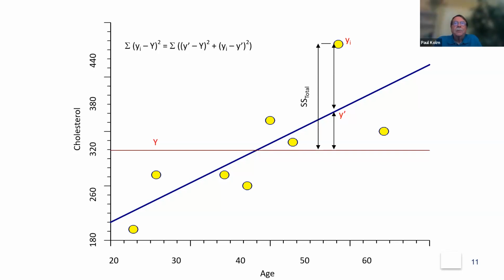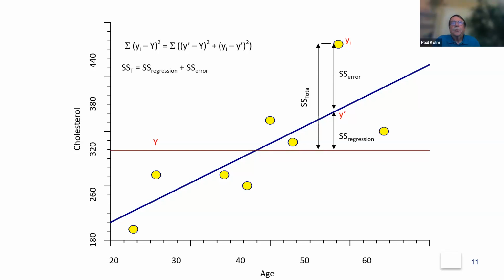When we square that distance, we get what we call the total sum of squares, and that partitions into the sum of squares regression, the difference between the regression value and the mean, and the sum of squares error, or what we also term a residual, the difference between the predicted value and the observed value. And so if we use our equation here, then we can see that the total sum of squares is equal to the regression sum of squares plus the error sum of squares.